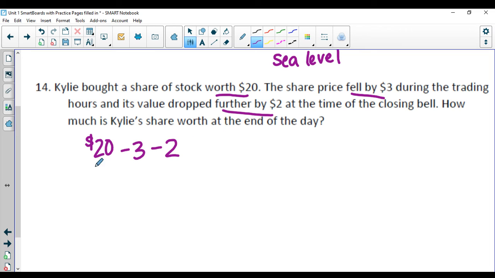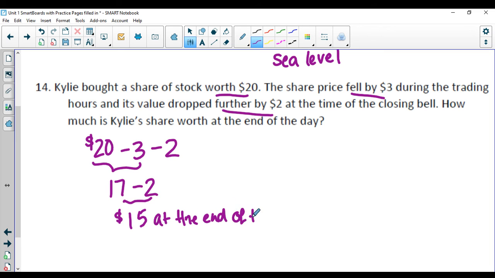So I'm going to start from the left here, and I'm going to do 20 minus 3 first. I can do 20 minus 3 because you're used to doing that. So 20 minus 3 is just 17. Minus 2, and 17 minus 2 is $15 at the end of the day. Or you could say the share is worth $15. However you want to phrase that one is fine. You just need some sort of label there.